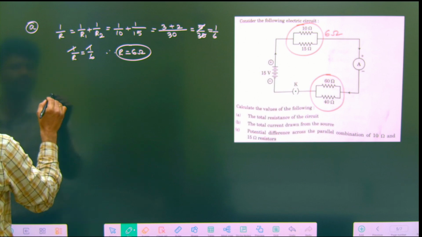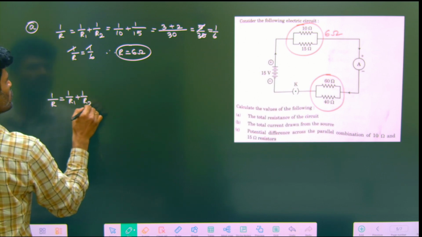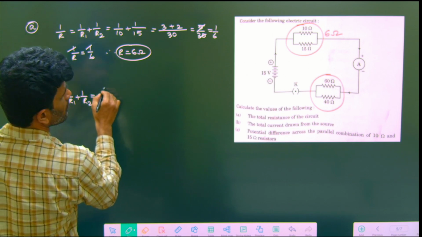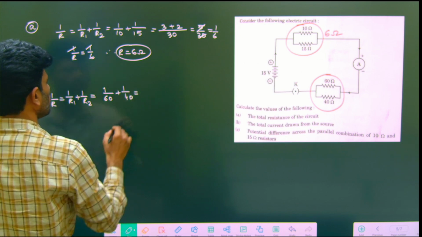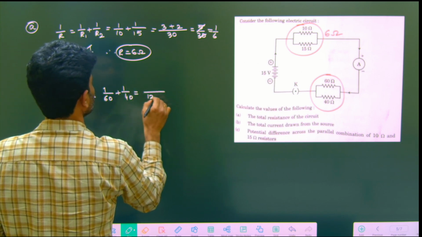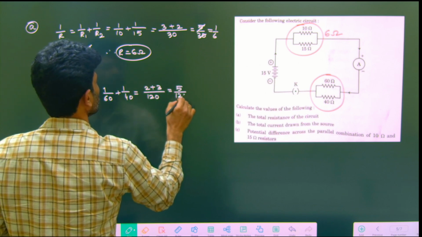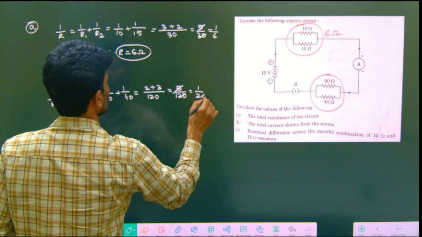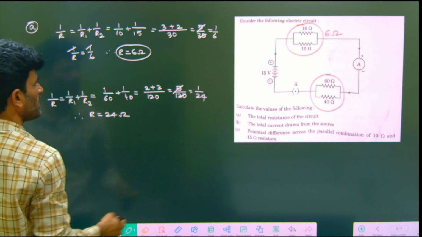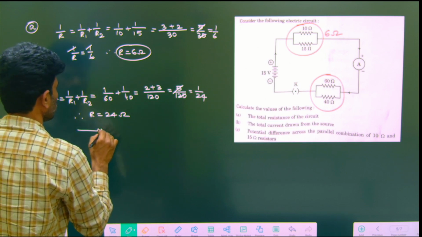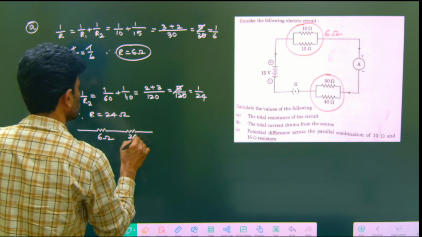Similarly the lower one. Again in the second case, follow the same: 1 by R is equal to 1 by R1 plus 1 by R2. That is 1 by 60 plus 1 by 40, and 120 is the LCM. 2 plus 3, which is 5 by 120, after cancellation 1 by 24. Therefore R is equal to 24 ohms. If you redraw that figure, it will be like this. This is 6 ohms. This is 24 ohms.